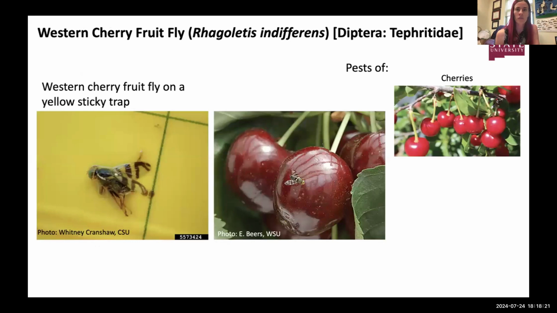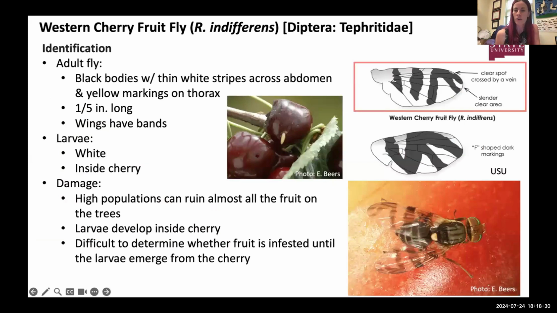Next up, the Western cherry fruit fly, Rhagoletis. These are pests of cherries. They look similar to the Western cherry maggot, or the railroad worm, they have those spotted wings, but they have these bands that are not as thick and white looking. The way that the wings are a little bit different helps when identifying them. So as you can see here, each species of these flies has distinctive wing patterns.